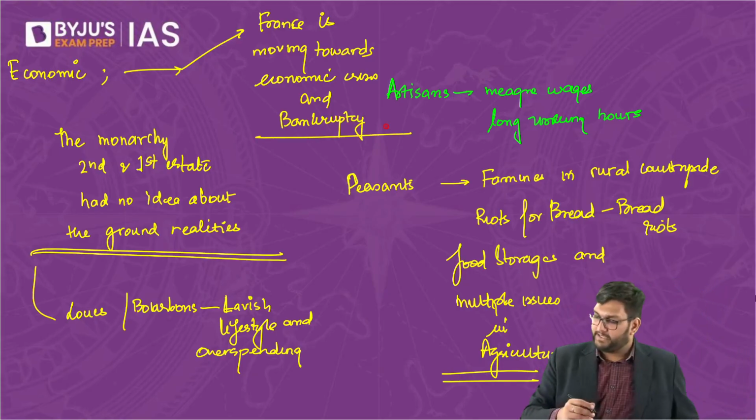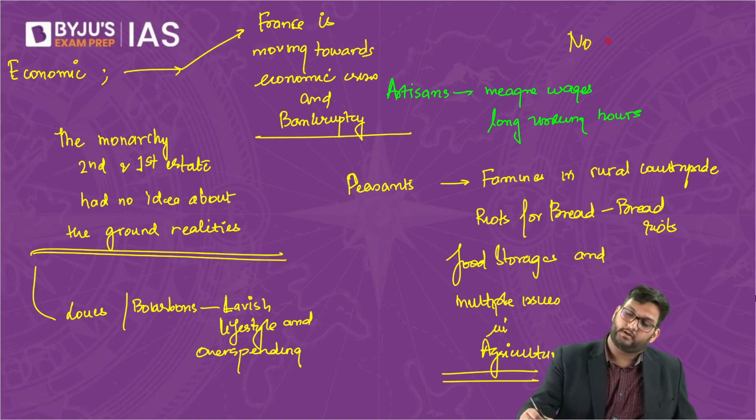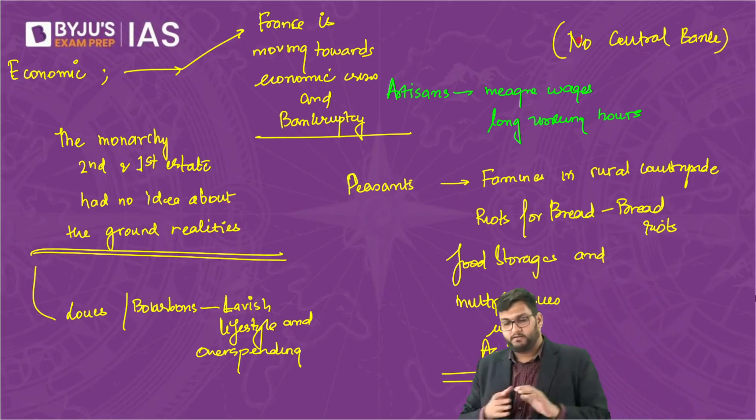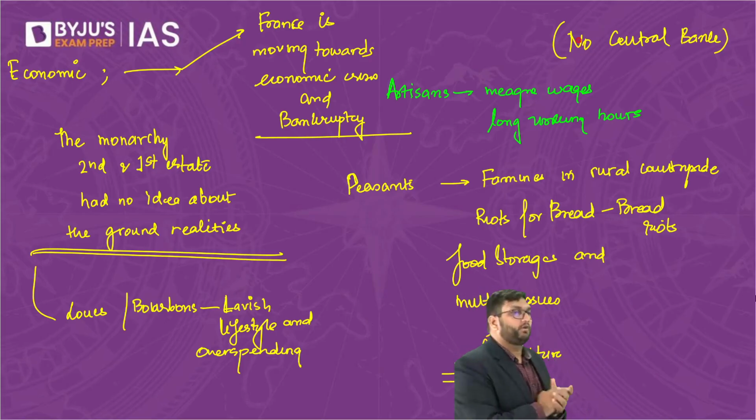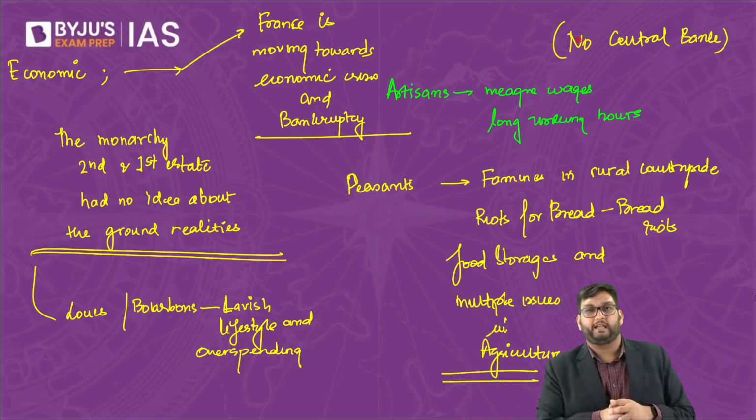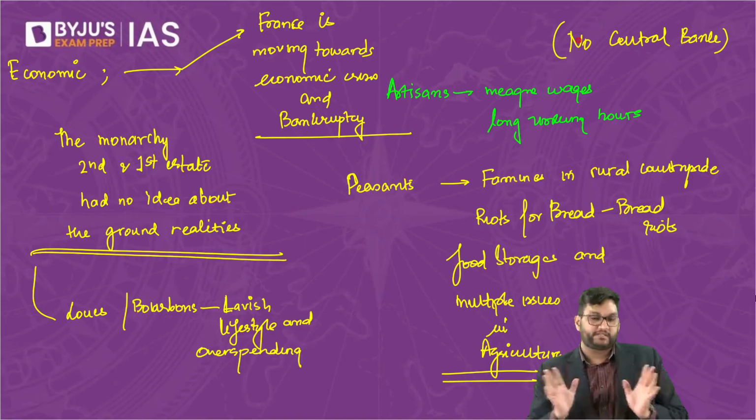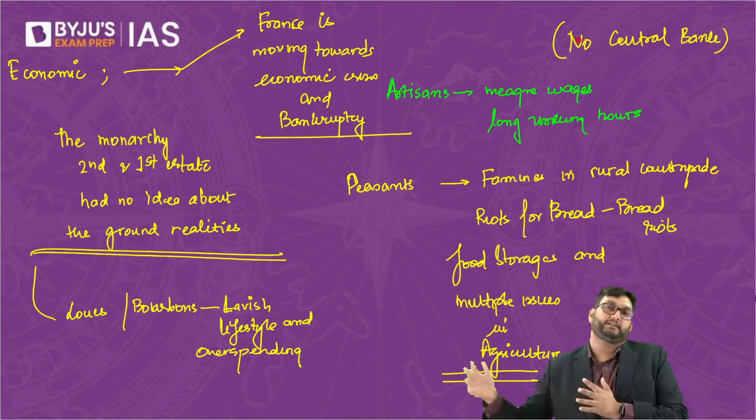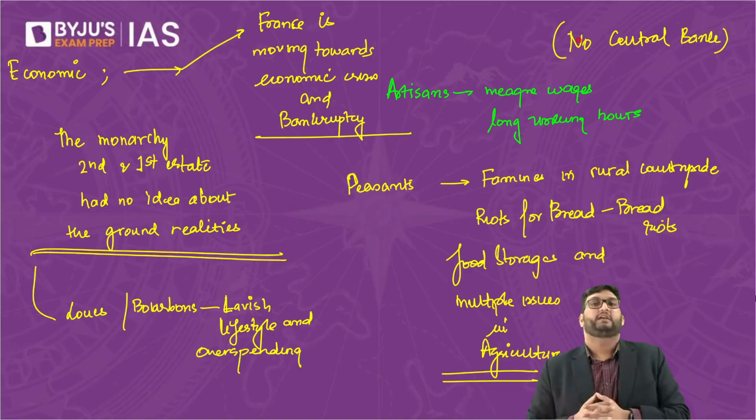And they have no central bank also. They have no central bank. So whatever Louis XVI has, they are borrowing it from people at very high interest rates. The simple straightforward point is artisans are under distress, peasants are under distress. The kings have no idea what is happening on the ground.